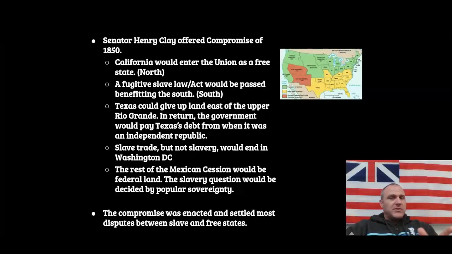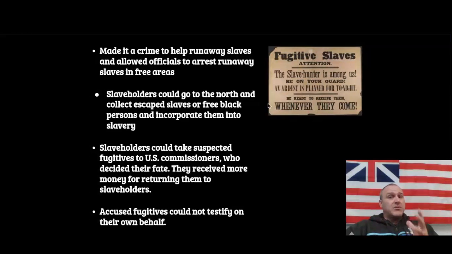So the North part is easy. They got California. The South gets this Fugitive Slave Law. And what does the Fugitive Slave Law do? Well, it makes it a crime for Northern abolitionists to help runaway slaves. And it allowed officials to arrest runaway slaves in these free areas. So even though they were able to get to the area and be free, now they can be arrested. Slaveholders can go to the North and collect their escaped slaves or free black persons and incorporate them into the institution of slavery in the South.